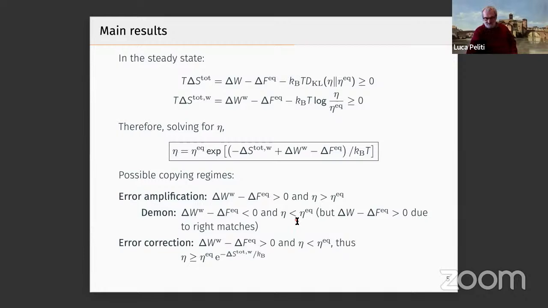Nevertheless, there is no contradiction, because if you look at the total production of entropy, then there is also some contribution by the right ones, by the right matches. And in order to make the right matches, anyway, you are spending some free energy, because there is a mu, no? There is a mu, a chemical potential. And the third regime is the one in which you have an error rate which is larger than the equilibrium error rate, but you don't get any work out of that.